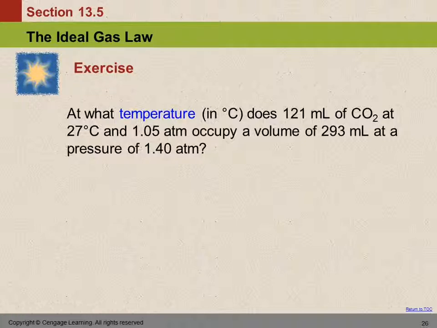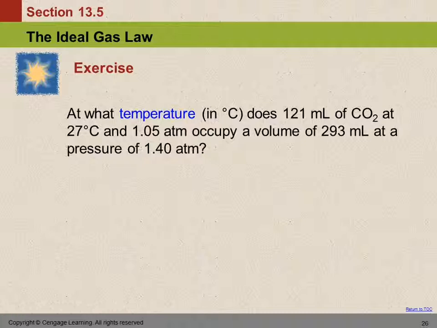So here's another question. At what temperature in degrees Celsius does 121 milliliters of carbon dioxide at 27 degrees Celsius and 1.05 atmospheres occupy a volume of 293 milliliters at a pressure of 1.40 atmospheres? Anybody think there's an awful lot of stuff in there? There's a lot of numbers in there. But we can figure it out.